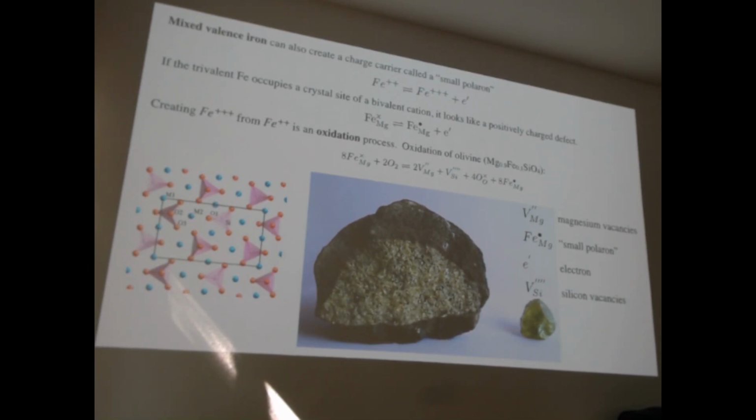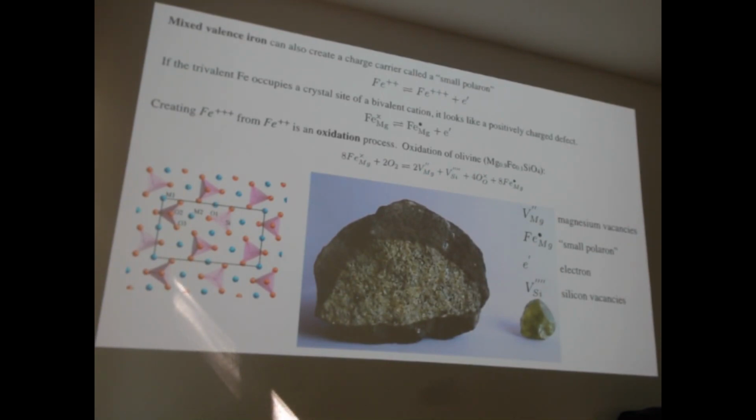And it's oxygen that makes the change, oxidation. So going from Fe2+ to Fe3+ is an oxidation process that releases electrons. So if I've got an Fe3+ sitting on a magnesium 2+ site, from a charge carrier point of view, that looks like a positive charge. So as I oxidize iron in olivine, I add oxygen, I create these Fe3+, and I also create some magnesium vacancies.